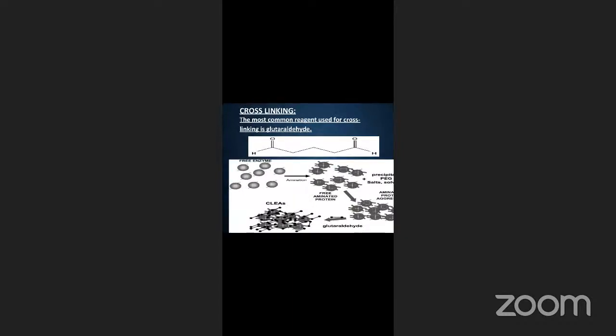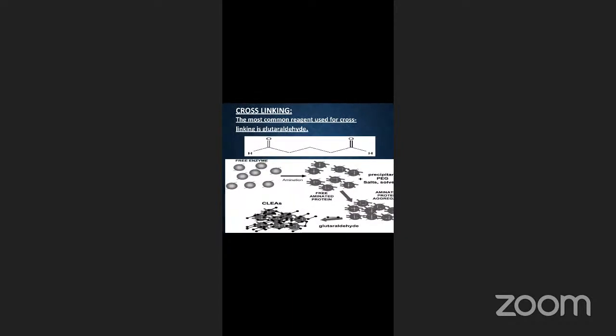Then cross-linking. This is based on the formation of covalent bonds between the enzyme molecules and reagents. So three-dimensional aggregates will be formed. It is commonly used to adsorb enzymes and to stabilize them. It prevents the leaking from polyacrylamide gels. The most common reagent used for the cross-linking is glutaraldehyde.